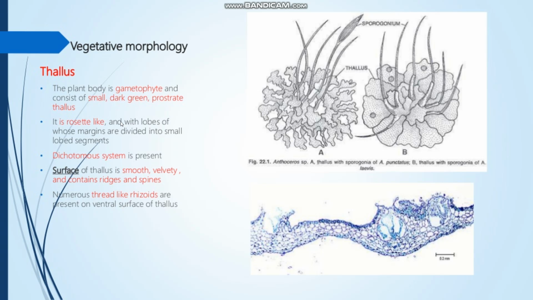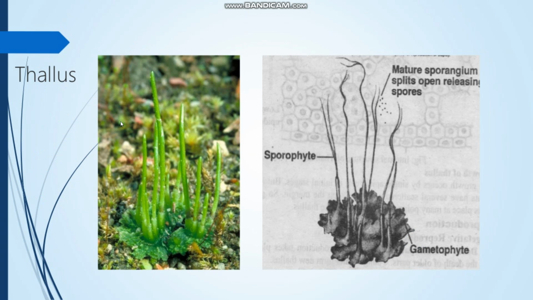This figure shows a thallus with sporangia of Anthoceros punctatus, and figure B shows a thallus with sporangia of Anthoceros laevis. This is the thallus structure of Anthoceros. The mature sporangium splits open, releasing dead spores.